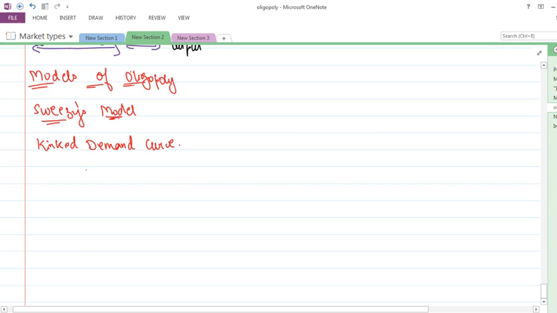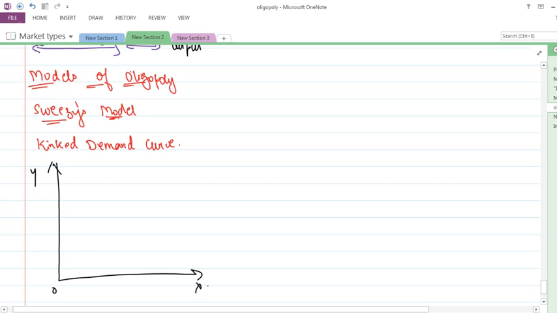The demand curve facing an oligopolist has a kink at the prevailing price. This is because each oligopolist believes that if he lowers the price below the prevailing level, the competitors will follow. But if he increases the price above the prevailing price, then the competitors will not follow and he will be losing his sales. So the kinked demand curve is like this.